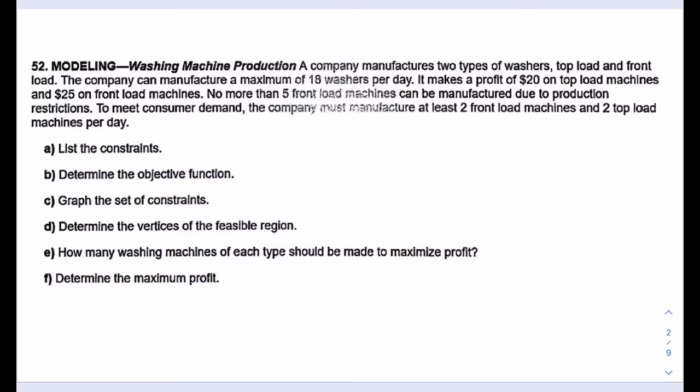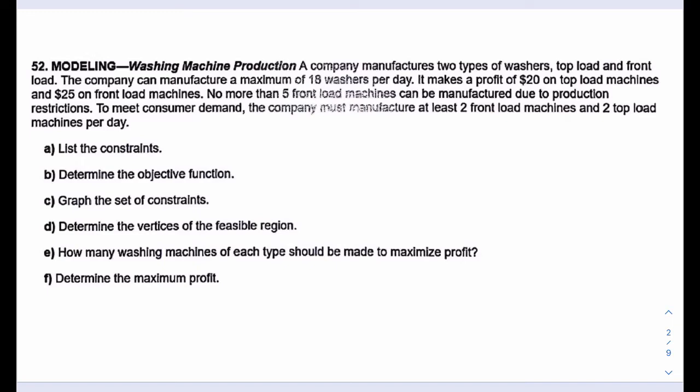Washing machine production. A company manufactures two types of washers, top load and front load. The company can manufacture a maximum of 18 washers per day. Ooh, that sounds like a constraint to me. It makes a profit of $20 on top load machines and $25 on front load machines. No more than 5 front load machines can be manufactured due to the production restrictions. To meet consumer demand, the company must manufacture at least 2 front load machines and 2 top load machines per day. Okay, so let's list the constraints.